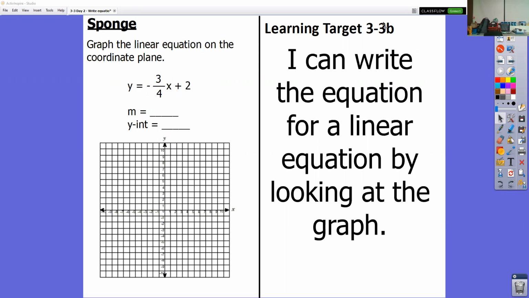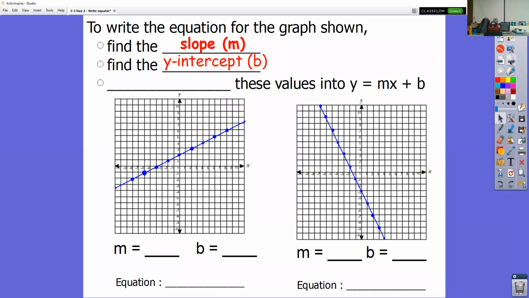Chapter 3, Lesson 3, Day 2. Writing an equation for a linear equation by looking at the graph. To write the equation for the graph shown, find the slope m and find the y-intercept b. And then substitute these values into the y equals mx plus b form.